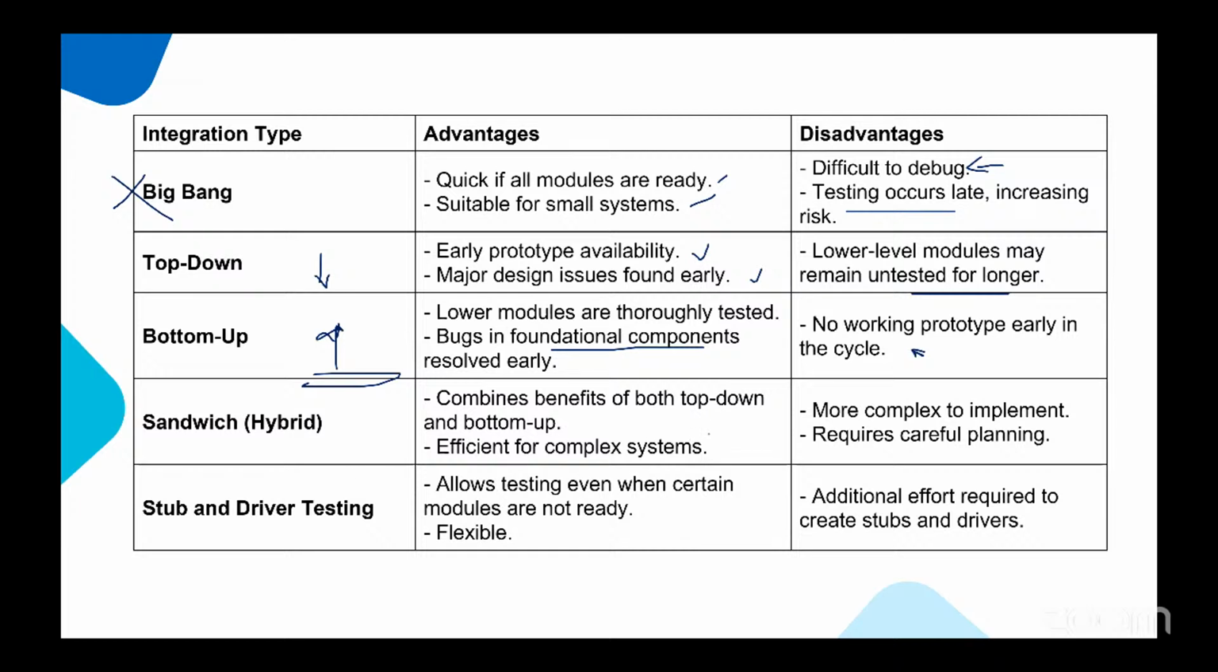When you combine both, you get the benefit of these two, efficient for complex systems. But the biggest problem is it is very complex to implement. You need proper planning because you need a lot of stubs and drivers. It allows flexibility even when certain modules are not ready. Here you need more time for creating stubs in the top down, and here you need stubs and drivers.